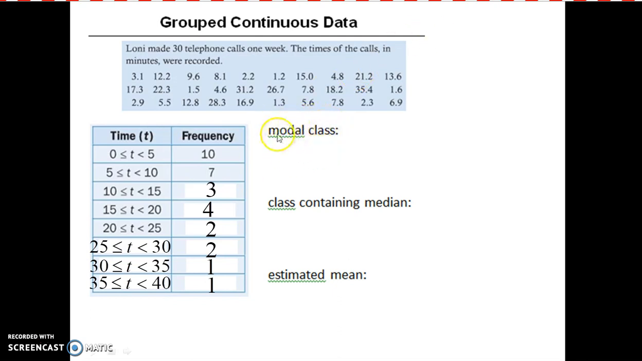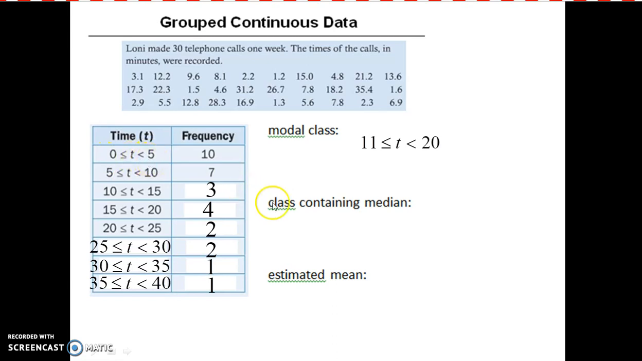Now we're going to look for the modal class. Again, one of these classes or groupings occurs the most. So which one? Looking at all these, this one occurs the most, 10 times. So some number between 0 and 5. Phone calls between 0 and 5 minutes are most common. And so that's our modal class. Well, that's not right. Anyway, that should say 0 to 5. So ignore this, cross that out. It should be this one here, the first one here.